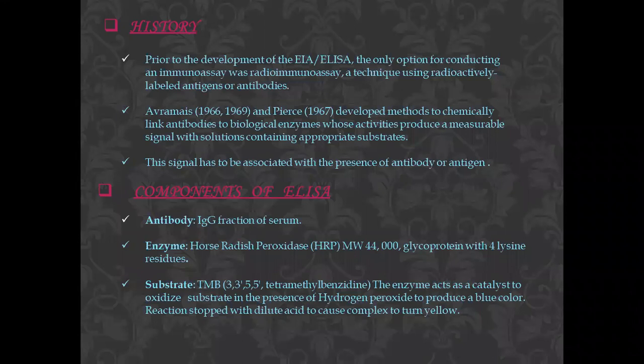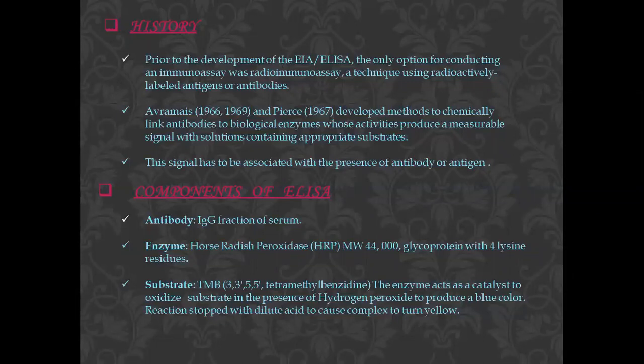History about this. Prior to the development of EIA, the only option for conducting an immunoassay was radioimmunoassay, a technique using radioactively labeled antigens or antibodies. So here they are going to use different antibody and antigen reactions, how the different antibodies are reacting to the antigen. With that, they can identify the immunological assay, and they can identify whether it is having a positive or negative reaction.